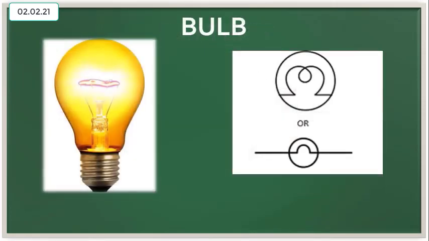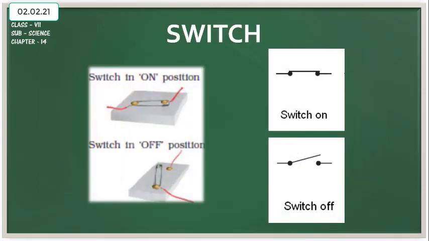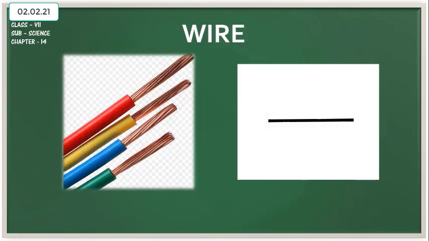The symbol of an electric bulb consists of a circle having a semicircle with a small loop inside it. The semicircle with a loop represents the filament of the bulb. The switch is a device which is used to make or break an electric circuit. The symbols for open switch and closed switch are as follows. A switch is also sometimes called a key. The connecting wires are represented just by drawing a straight line. These straight lines can be horizontal as well as vertical.